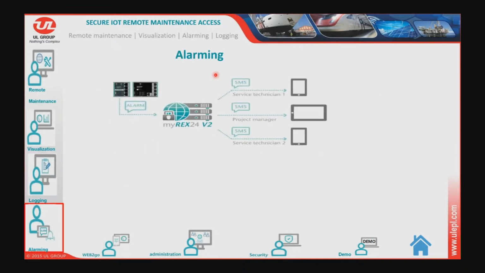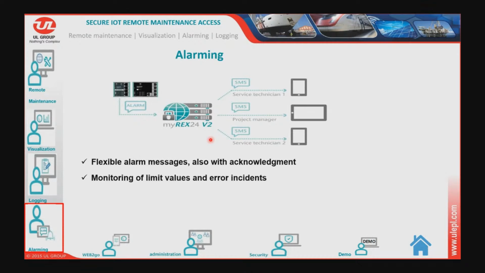Coming to the fourth part, we can also have the alarming feature, where you can get an alarm message through SMS, email, or phone call when a certain critical parameter exceeds the threshold value. Whatever data you are logging, suppose that parameter exceeds that threshold value, if you want to have an alert or notification on your system, that is also possible. So flexible alarm messages also with acknowledgement. Monitoring of limit values and error incidents can be directly sent through SMS, phone call, and email.